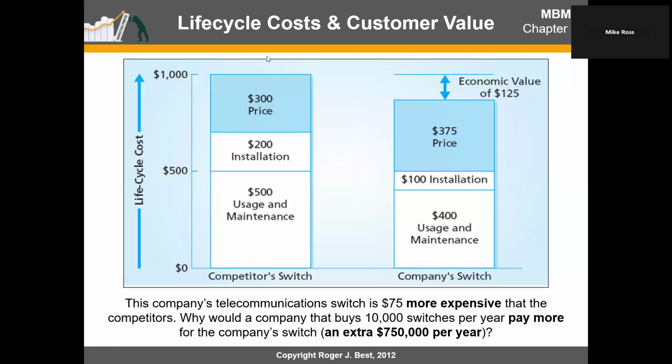Here's another example. Life cycle cost and customer value. Let's say I'm comparing two different switches, telecom switches. I might say, well, the competitor's life cycle cost, it cost me $1,000 over the lifetime ownership of the product. But with this other company's switch, over the lifetime, I am saving $125.